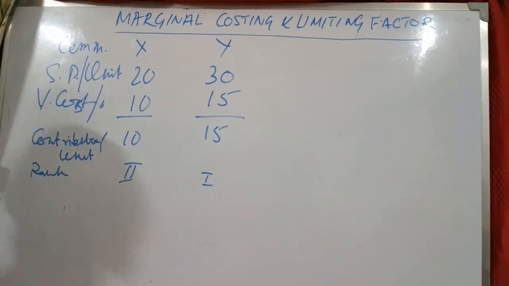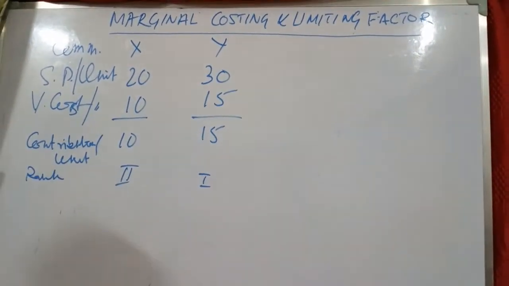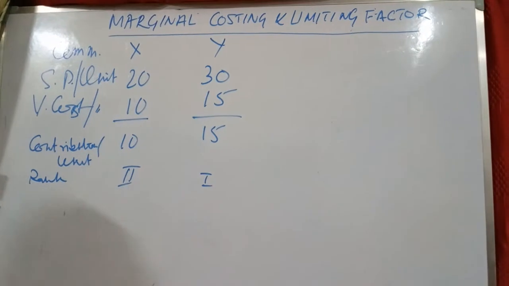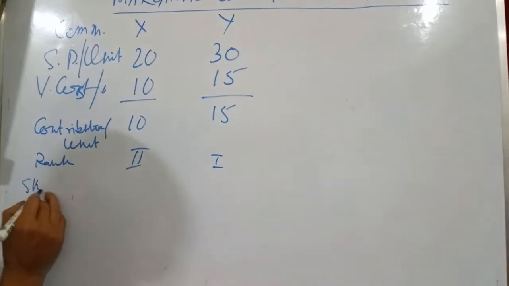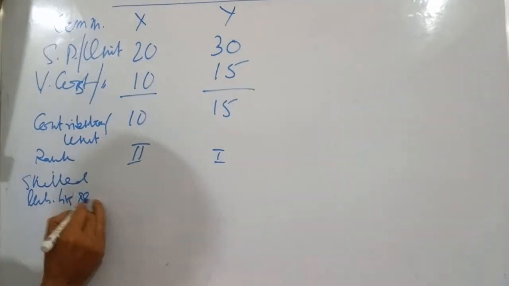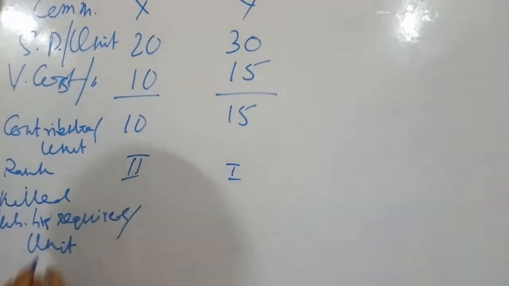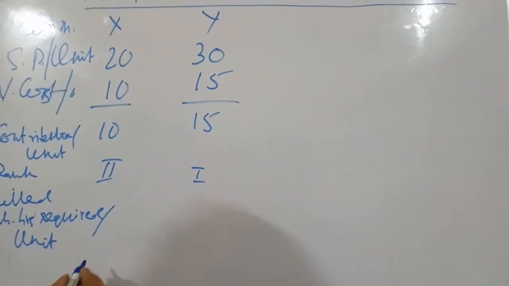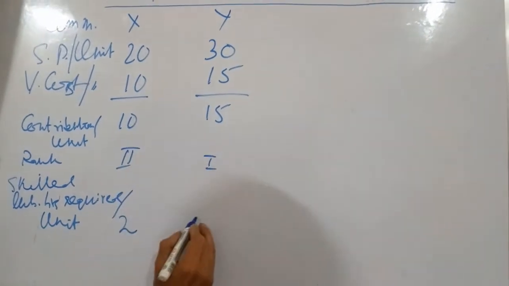Now suppose the firm uses skilled workers to produce the products and supply of skilled workers is limited. Suppose skilled labor hours required per unit, here it is say 2 and here it is 5.